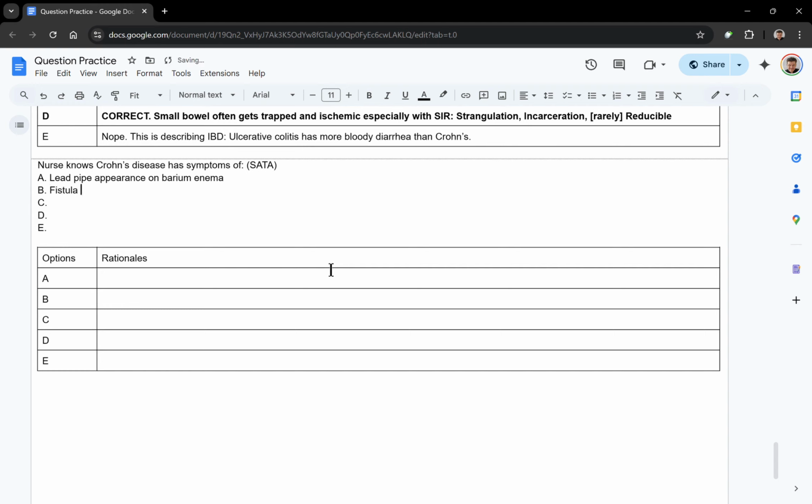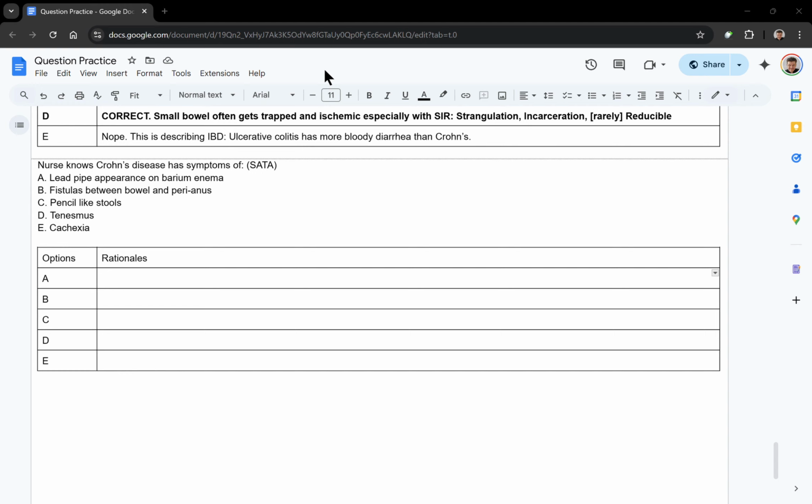Which one is the pencil? Fistula. This one? And then we have pencil-like stools. All right. We have tenesmus. And we have what else? Cachexia. All right. So what are these things? A. Lead pipe appearance on barium enema. Is that a symptom of Crohn's disease?